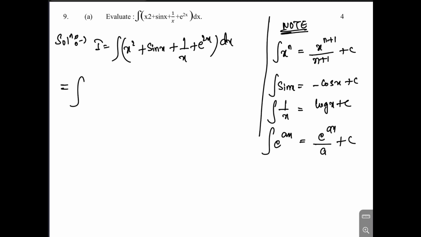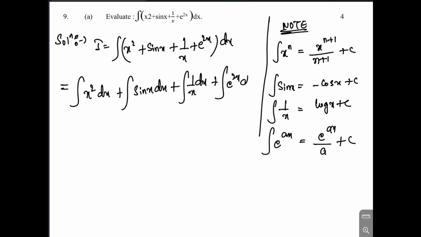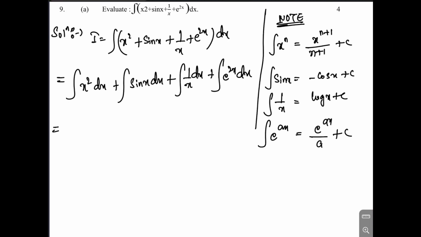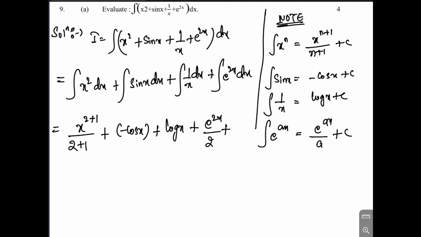Let's try to separate all the terms here. Integration of x square dx plus integration of sin x dx plus integration of 1 by x dx plus integration of e raised to 2x dx here. So here, x raised to 2 plus 1 divided by 2 plus 1, plus integration of sin x is minus cos x, plus integration of 1 by x is log x, plus integration of e raised to 2x is e raised to 2x divided by 2 plus c.